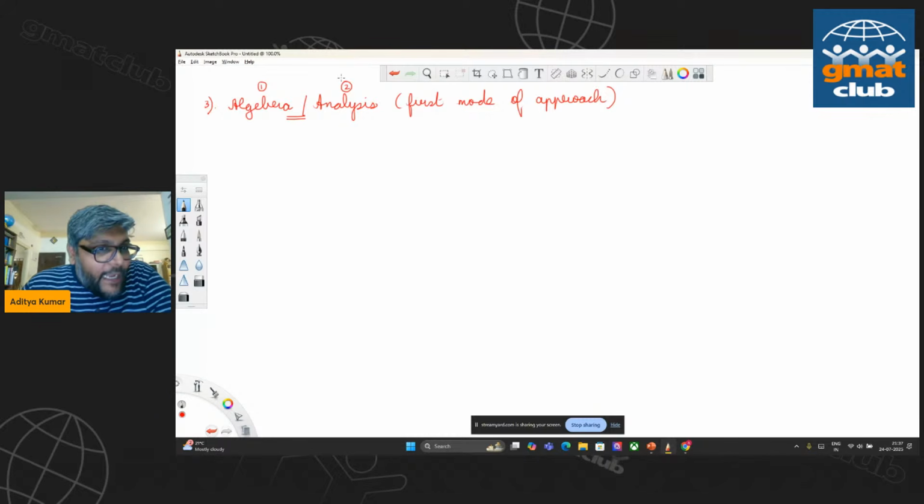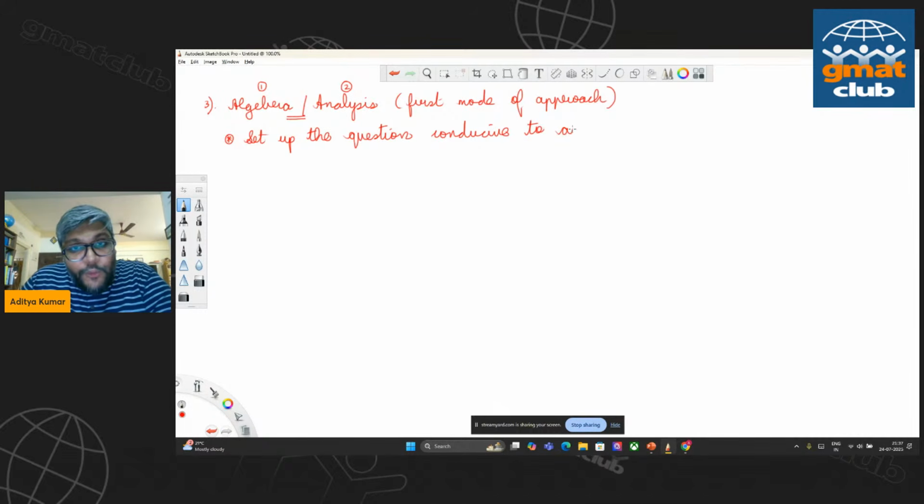So why am I integrating algebra and analysis here? Because the first thing you need to do whenever you work with an inequality question is set up the question such that it is conducive to analysis. You should always approach the question from an algebra and analysis standpoint, but you need to learn to set up the question such that it is conducive to analysis. Now, how do I do this?